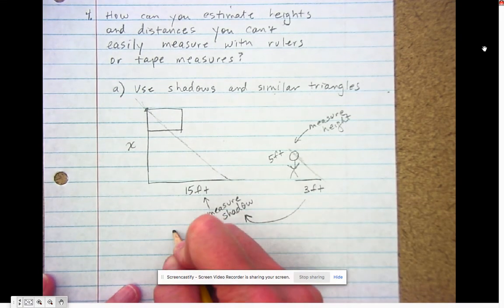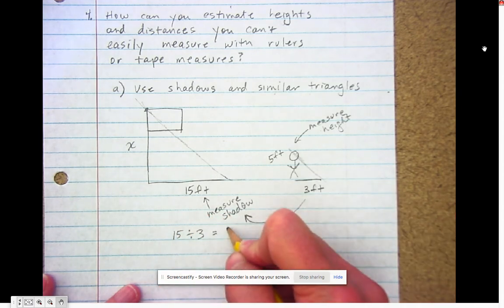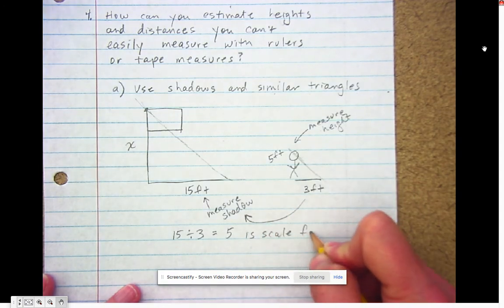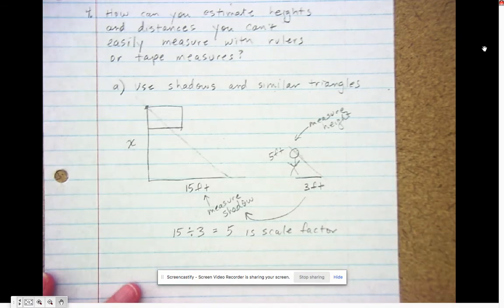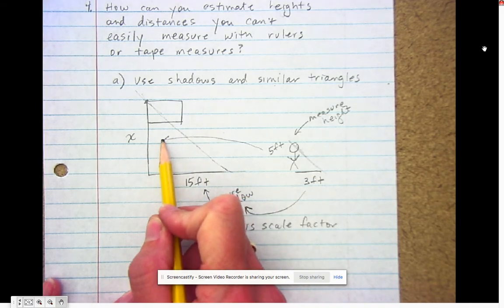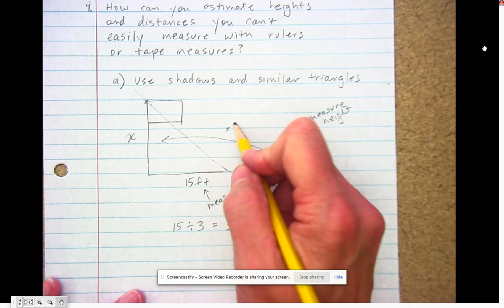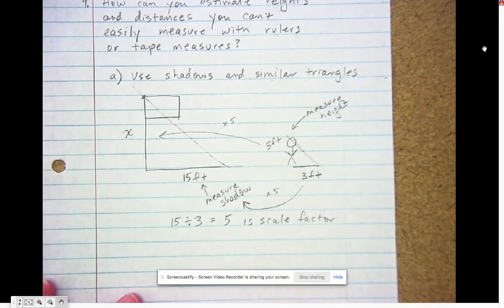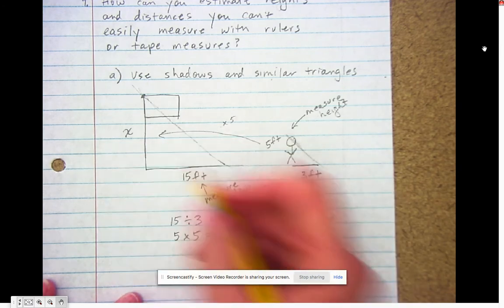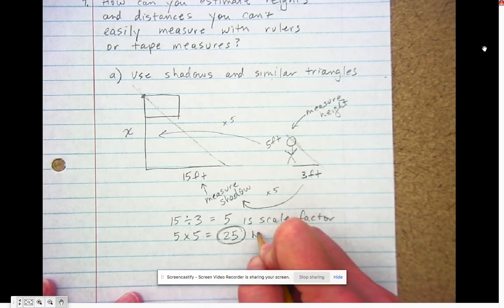So I'm going to take 15 and divide it by 3, and I'm going to get 5. So 5 is our scale factor. Then I'm going to take that and scale this up. I did times 5 here, so I can do times 5 here. So I'm going to take his height and multiply by 5, and now I figured out my missing x. So 25 would be the height of the flagpole.